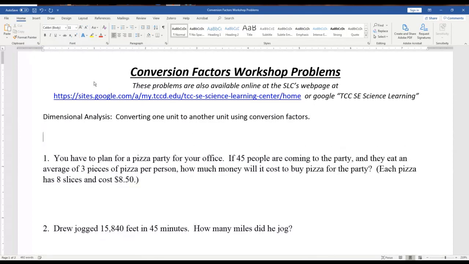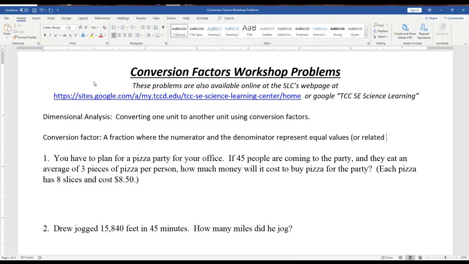And conversion factors, what are those? Well, a conversion factor is a fraction where the numerator and the denominator represent equal values or related values, but in different units.